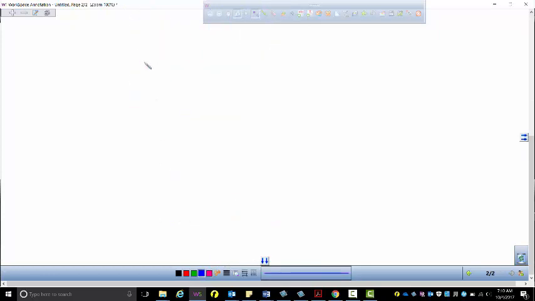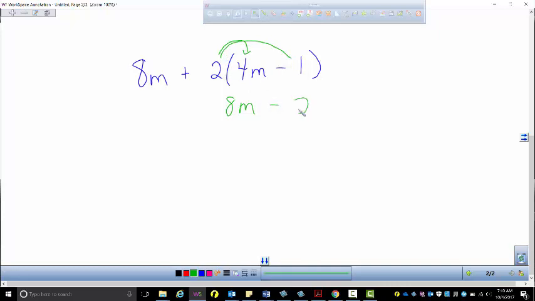Let's try another one. Let's say I have 8m plus 2 times (4m minus 1). So I look again, I see my parentheses. Parentheses are always first. So I have 8m, and then 2 times 1 is minus 2. And then I have to copy this one. So 8 and 8 is 16m minus 2.